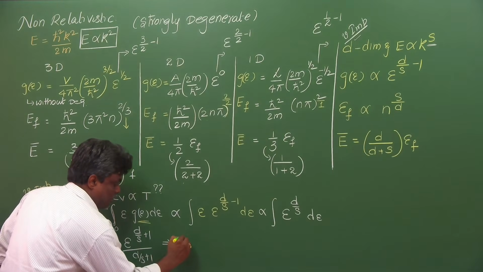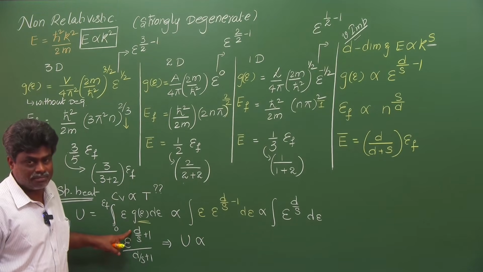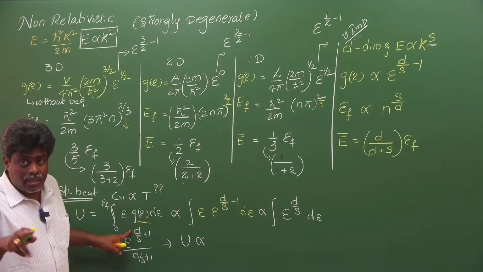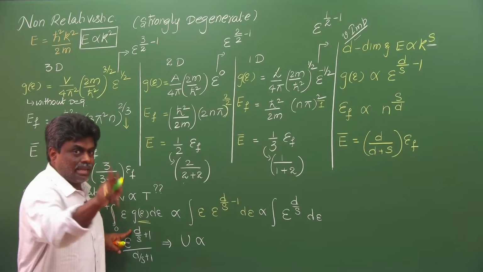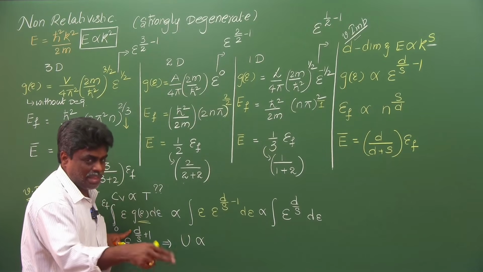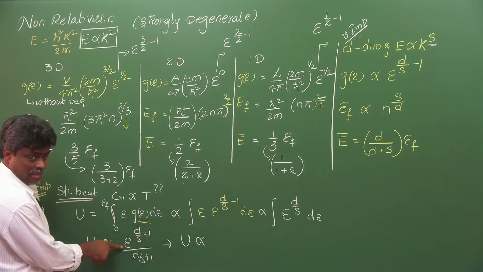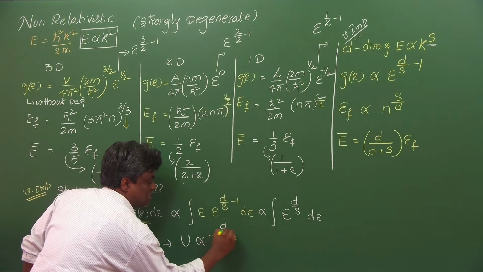Finally I got U proportional to E power d by s plus 1, but E is k_B T, not k_B T_F. If it is a Fermi energy, k_B T_F; if it is simply energy, k_B T. That's why k_B is gone, a constant. So T power d by s plus 1.